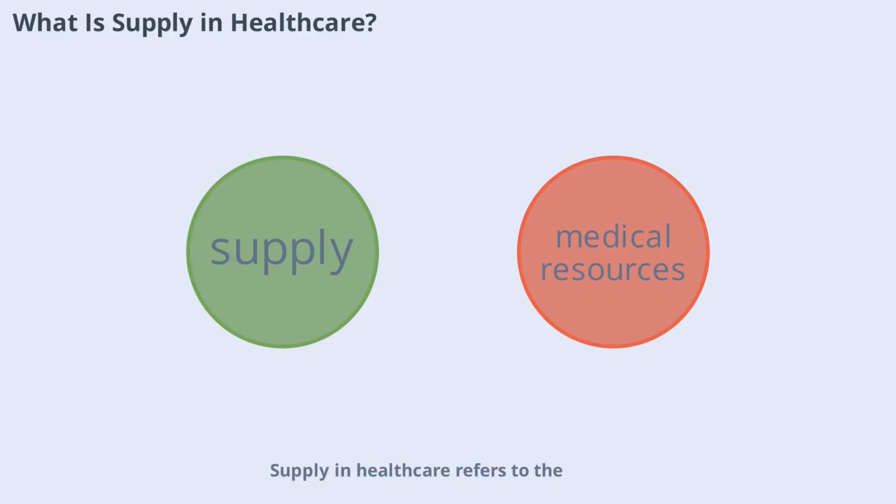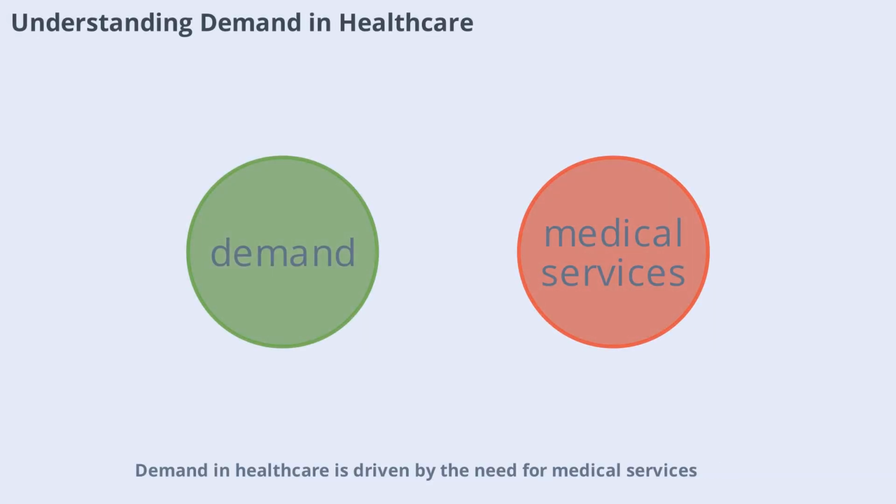Supply in healthcare refers to the availability of medical resources such as doctors, nurses, hospitals, and equipment. Unlike other markets, increasing supply in healthcare isn't as simple as producing more goods. Training medical professionals takes years, and building hospitals requires significant investment. This limited supply can lead to higher costs and longer wait times for patients. We'll look at how these constraints impact the overall healthcare system and why simply increasing supply isn't always feasible or effective.